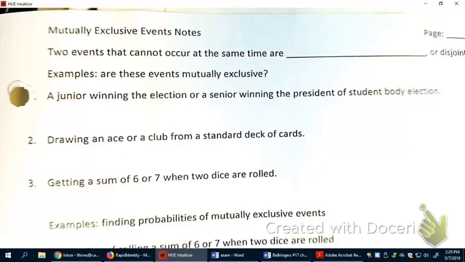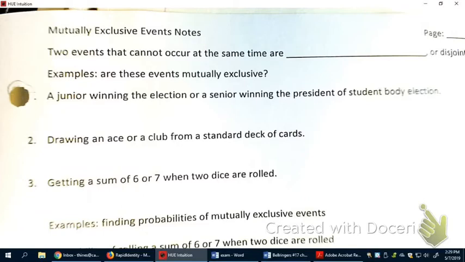Something called mutually exclusive. Okay? Mutually exclusive means that two events can't happen at the same time. Think about it like if you're dating somebody and you're exclusive. You can't date somebody else, right? So if you're mutually exclusive, can't goes with it, all right?